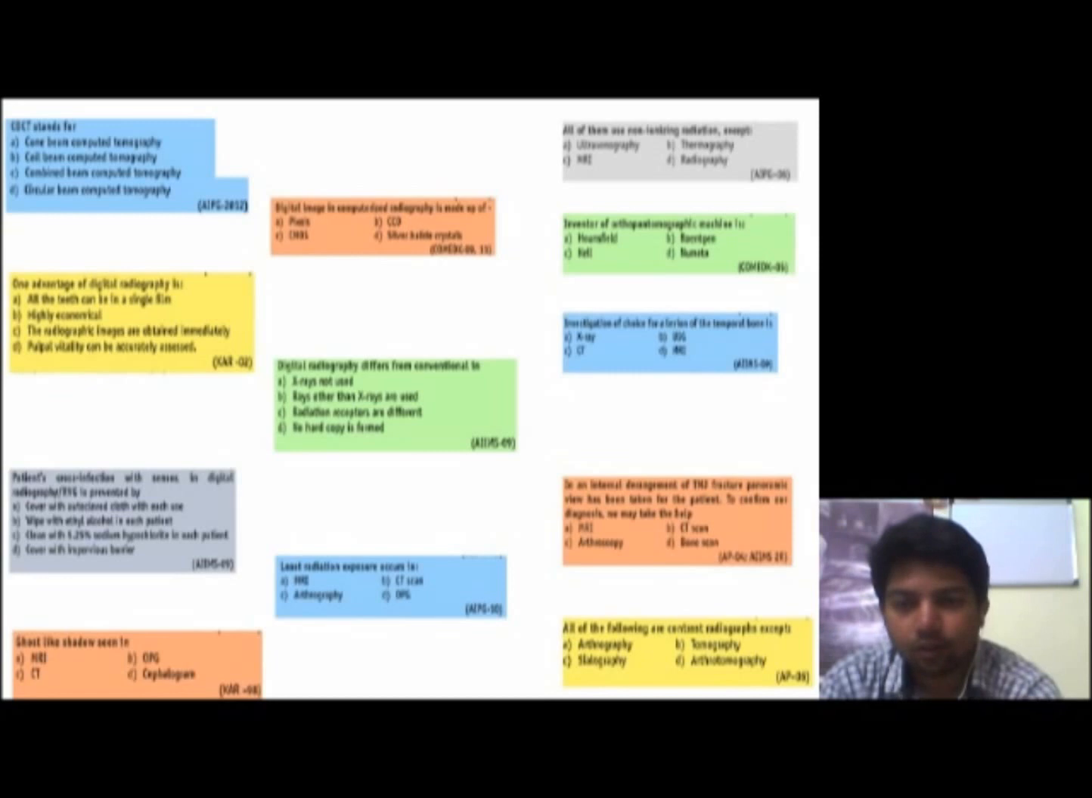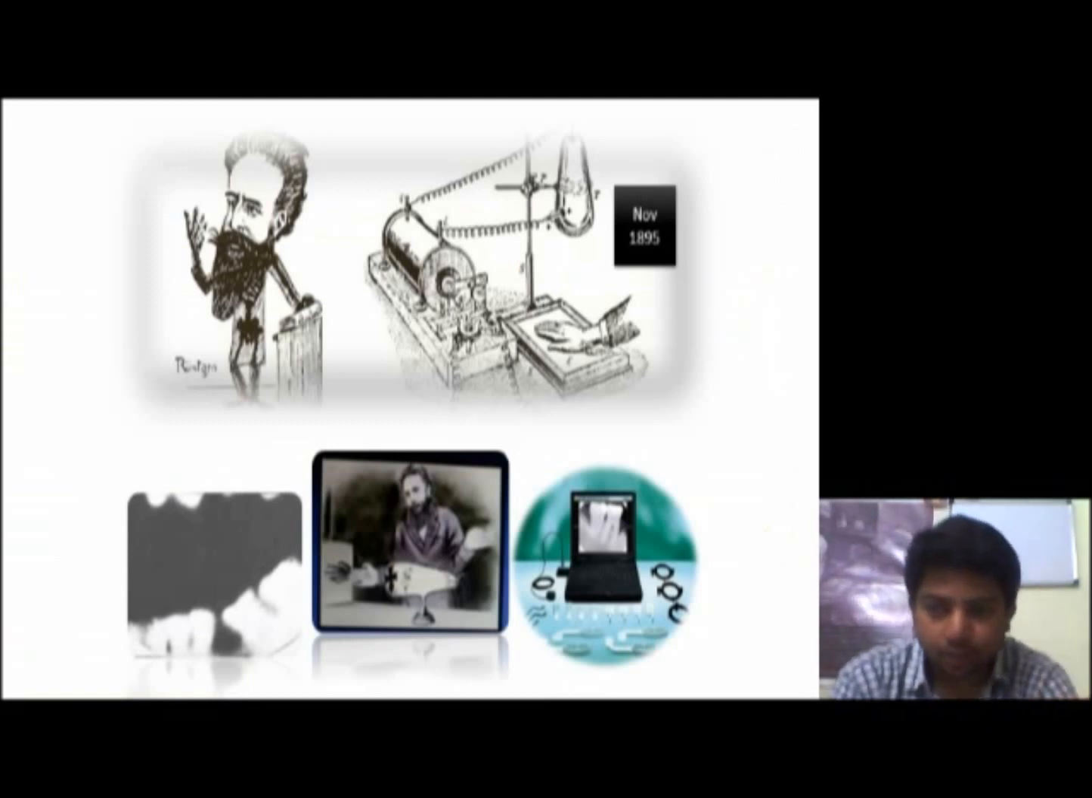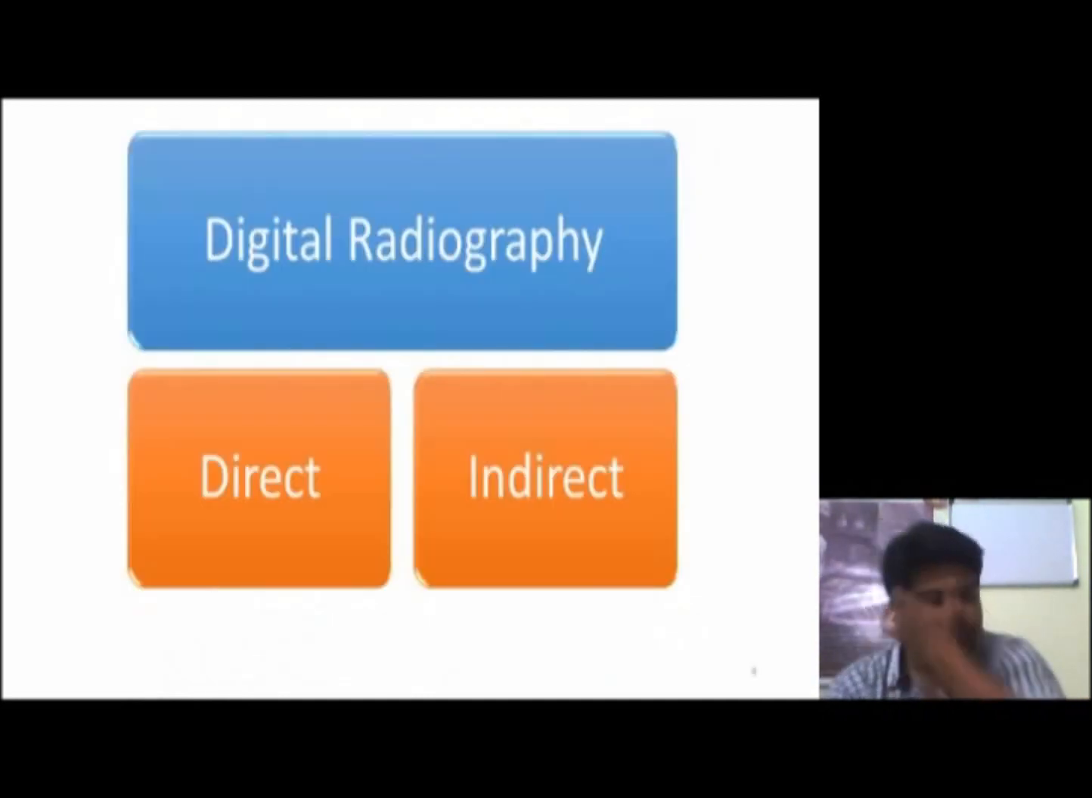Now let us go into the subject of advanced imaging. After the discovery of X-rays by Roentgen on November 8, 1895, it has gone through various stages of development. From the film, it has now developed into digital. Digital radiography can be either direct or indirect.